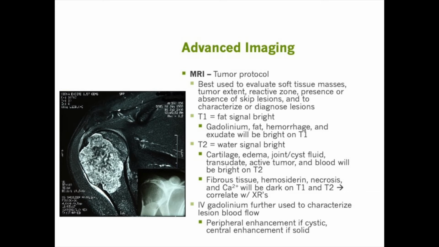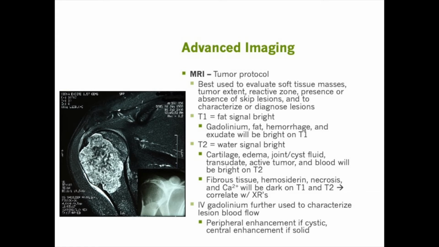However, on a true T2, fat signal is also bright, which is very confusing. So normally when you're looking at a T2, it's actually going to be a fat-saturated T2 to really bring out that water signal as opposed to fat. On T1, gadolinium, fat, hemorrhage, and exudate will all be bright on that image sequence.